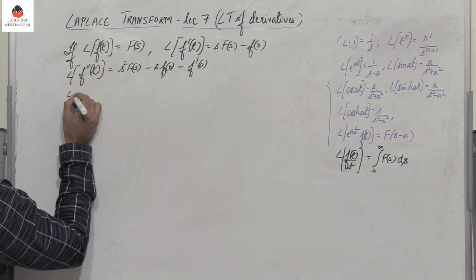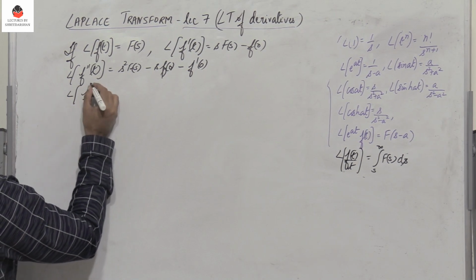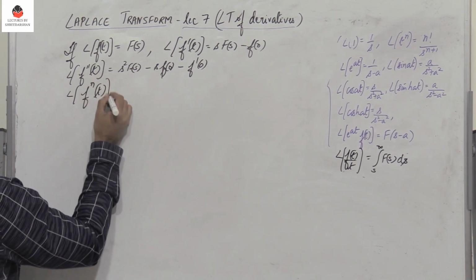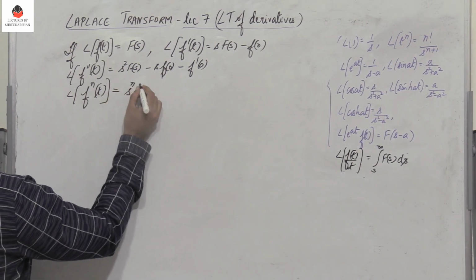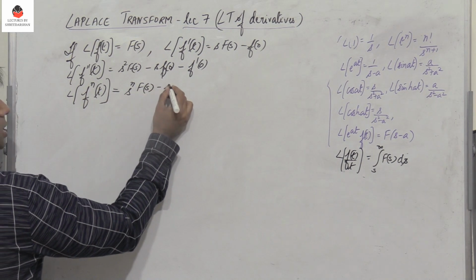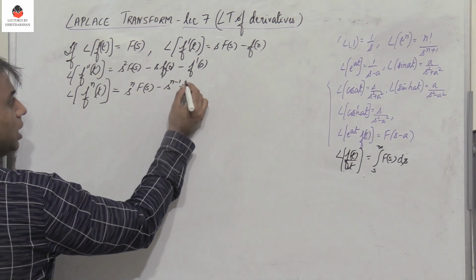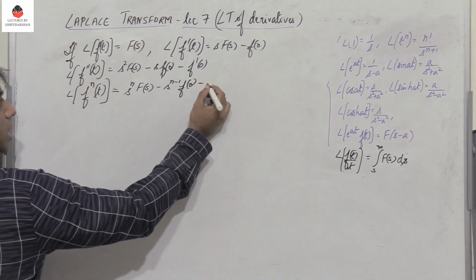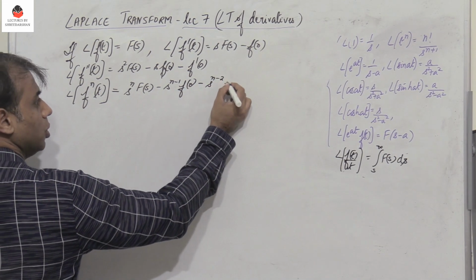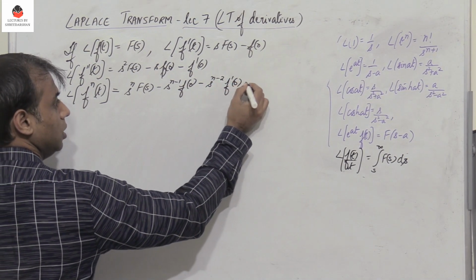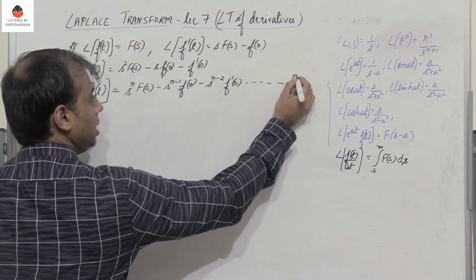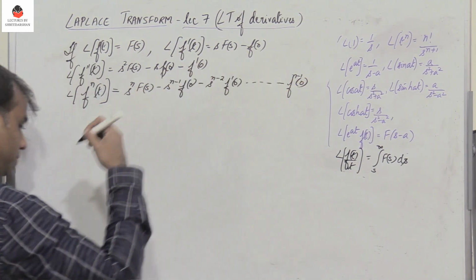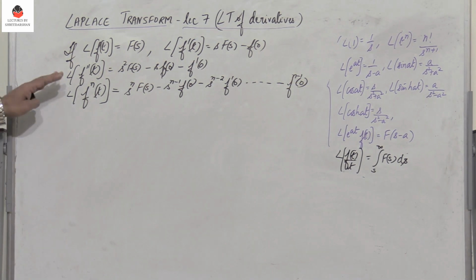Similarly, what is the Laplace transform of f n of t, that is the nth derivative of f of t? It is s power n F of s minus s power n minus 1 f of 0 minus s power n minus 2 f dash of 0 and so on, minus f power n minus 1 of 0. So let's take a few examples and see how we can apply this formula.